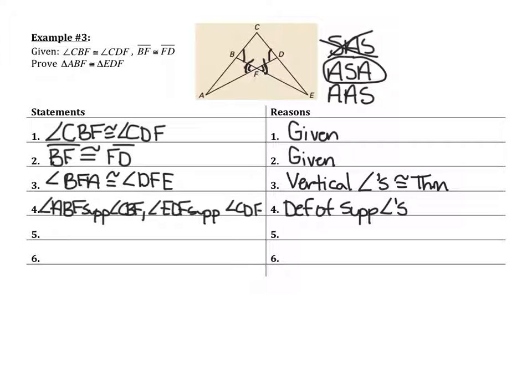So again, the congruent supplements theorem states that if I have two angles supplementary to the same angle or to congruent angles, then those two angles are congruent. So again, since I've already stated that CBF and CDF are congruent, I have two angles supplementary to congruent angles. That means that these two angles are congruent. So I can state that angle ABF is congruent to angle EDF because of the congruent supplements theorem. As always, I'm going to mark that in my diagram so I know that this angle 1, 2, 3 is congruent to this angle, 1, 2, 3.